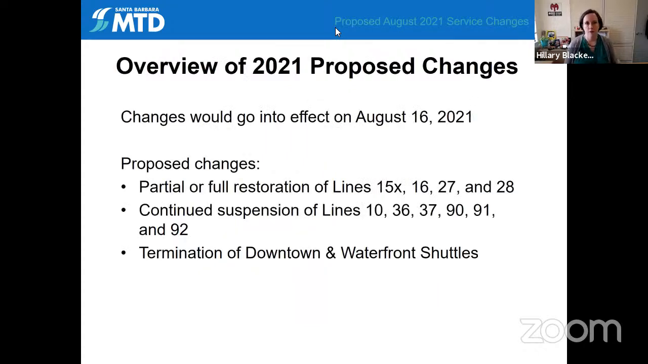So this is an overview of the proposed changes. Again, this is still a proposal. I'll talk at the end about what comes next. And I'll go just briefly over the list, and then we'll dive into each one more deeply. We are recommending either partial or full restoration, more likely partial, of lines 15X, 16, 27, and 28. Continued suspension, for now, of lines 10, 36, 37, 90, 91, and 92. And then the proposed termination of the downtown and waterfront shuttles.